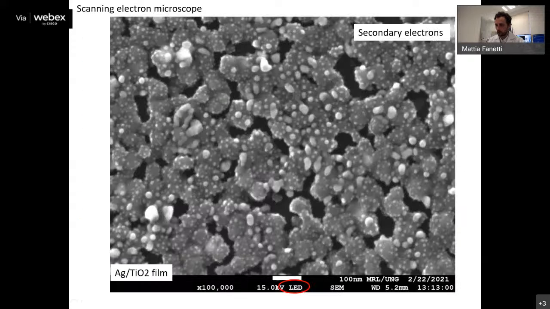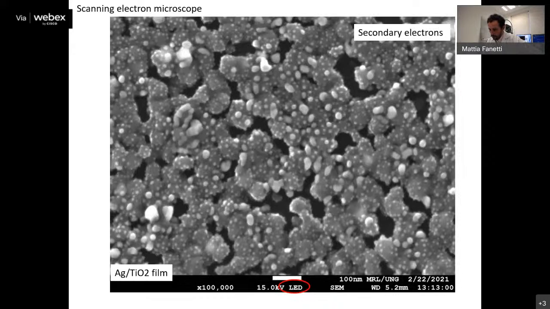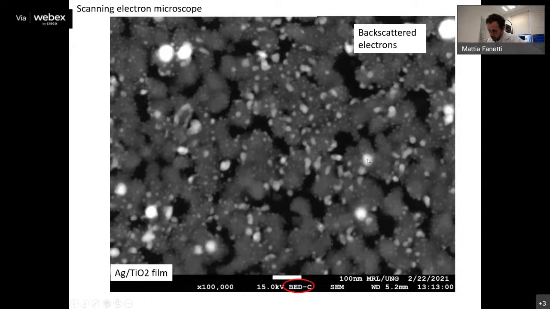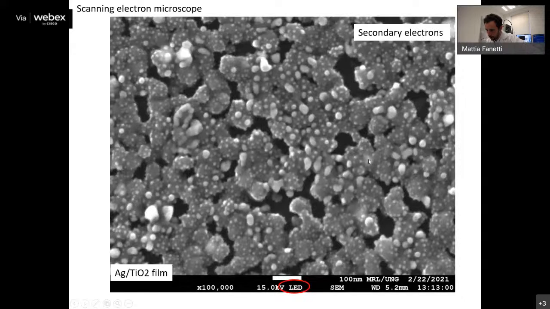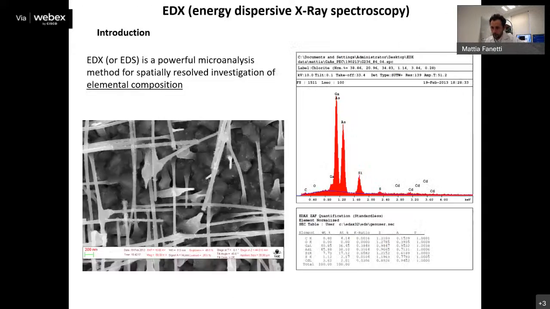And these are two images that I collected on the same sample that we just measured. This is the secondary, and this is the backscattered. You see the difference? As I was saying, in the secondary, you are more sensitive to the surface morphology. In the backscattered, you see the composition. For example, this silver cluster is below the surface, is not visible in the secondary, but you can see it in the backscatter.